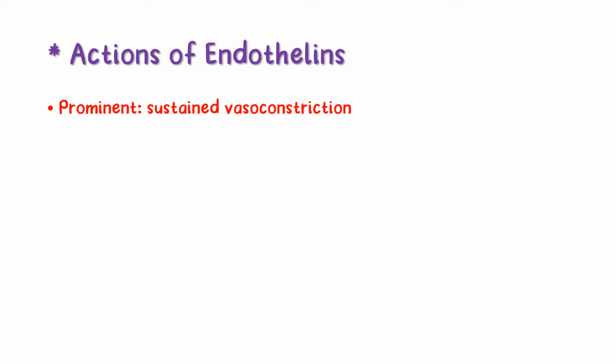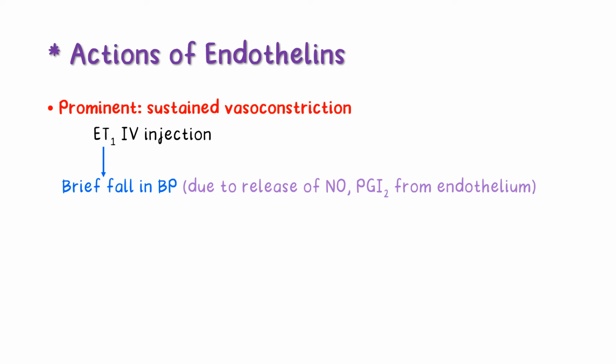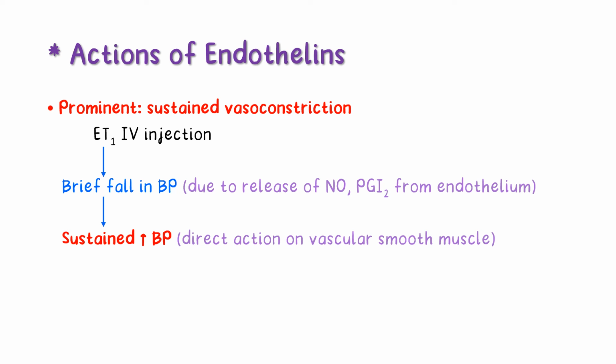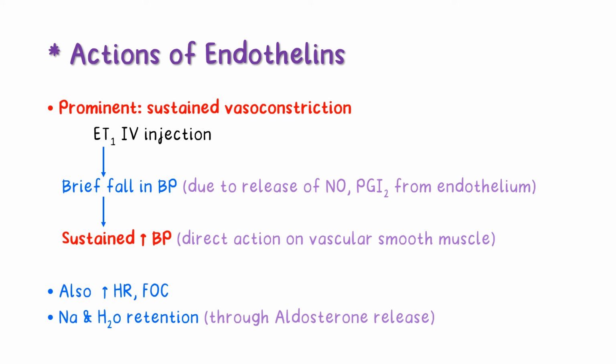Endothelin's prominent action is obviously sustained vasoconstriction. But when endothelin 1 is injected intravenously, it causes brief fall in blood pressure because of release of nitric oxide and prostacyclin from endothelium, followed by sustained rise in blood pressure as direct action on vascular smooth muscle. Endothelin 1 also increases heart rate and cardiac contractions. Salt and water retention occurs through aldosterone release from adrenal gland. In respiratory system, it causes bronchoconstriction and raises pulmonary artery pressure.